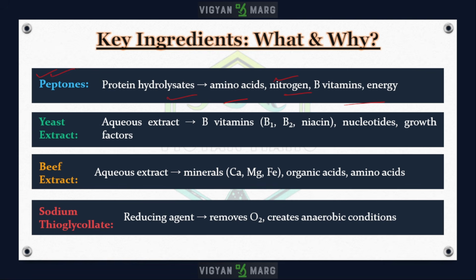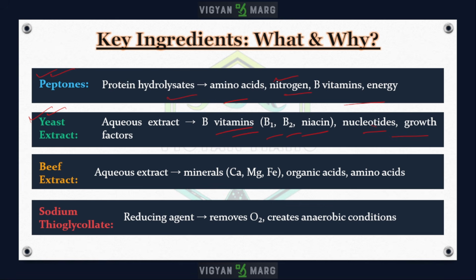And next is yeast extract. Yeast extract is an aqueous extract of yeast cells. Okay, it is specifically rich in vitamin B, B1, B2, and niacin, as well as nucleotides and growth factors. And it is particularly important for supporting fastidious organisms that cannot synthesize all their own vitamins.